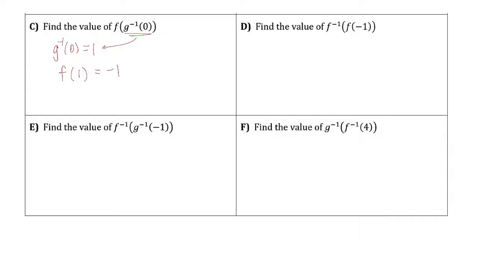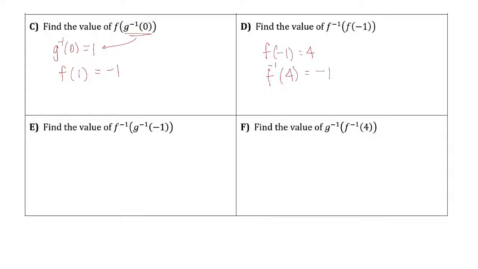Moving on to part D, very similar, same process. So we need to see that f at negative 1, that is 4. And then we need f inverse of 4, and that's going to be negative 1.